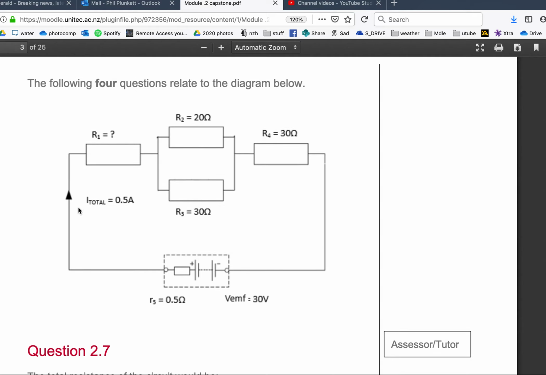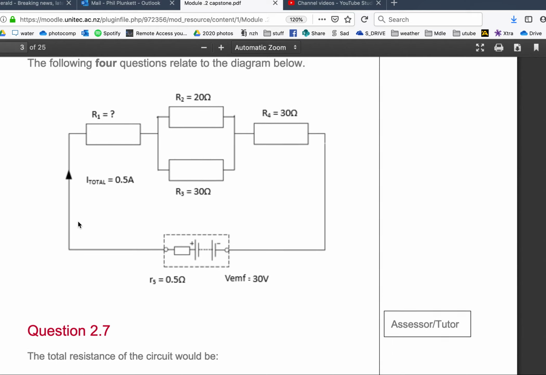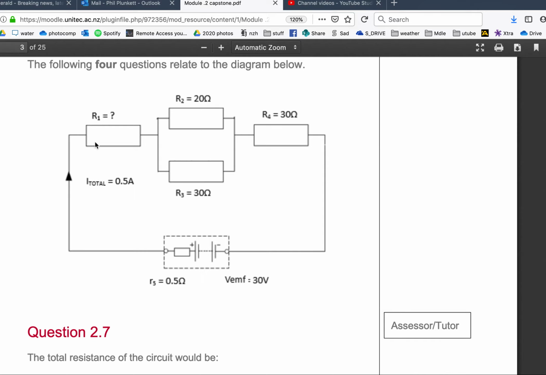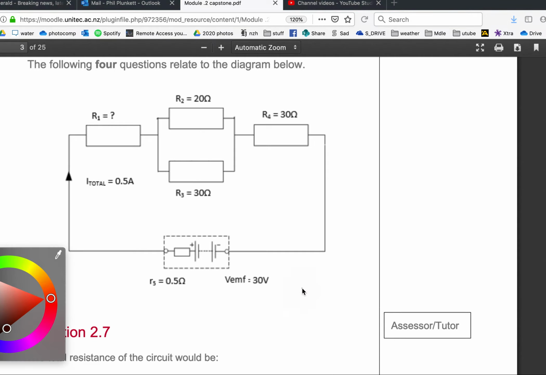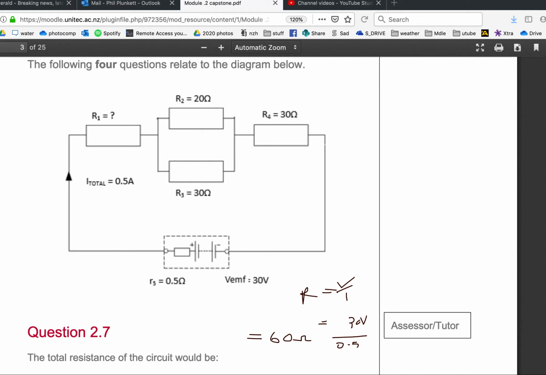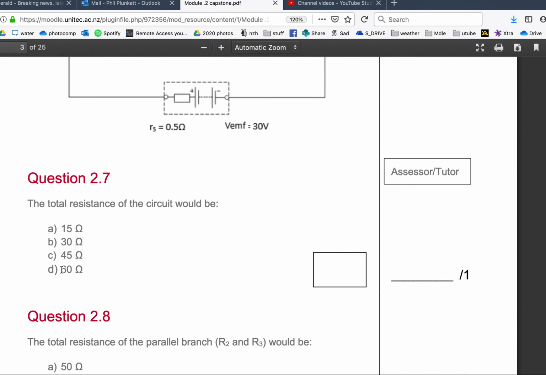Okay, refer to the diagram below. What is the total resistance of the circuit? Total resistance, we don't know the resistor, but we know the voltage and current. R equals V over I, which equals 30 volts divided by half an amp. 30 divided by a half will equal 60 ohms. Have we got a 60 ohms? Yeah, I hope so. Okay, let's have a look. 60 ohms, yeah, look at that.